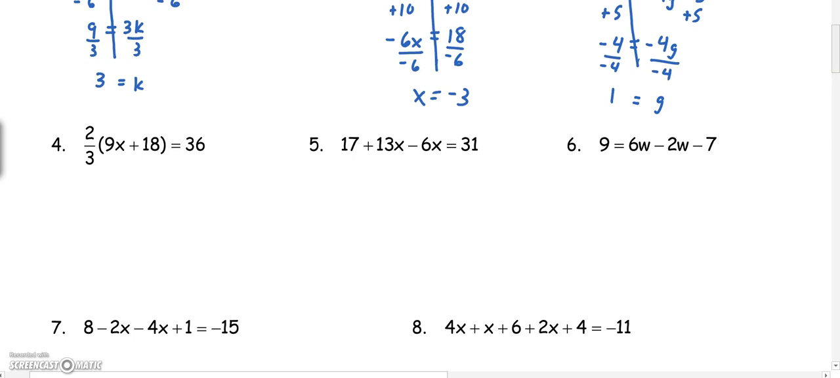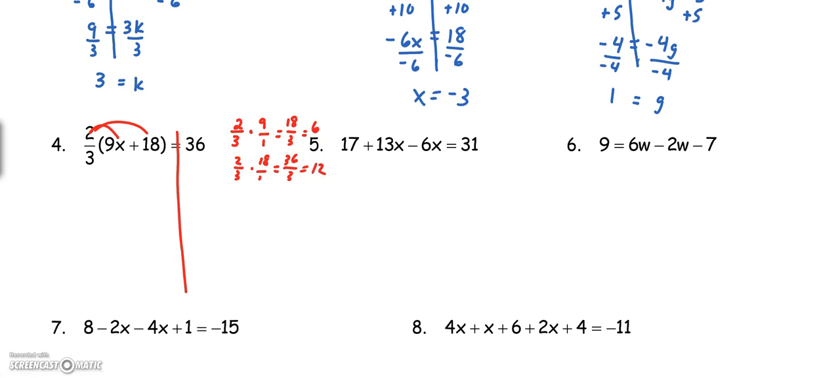Number 4, we have 2/3 times parentheses 9x plus 18 equals 36. So I'm going to distribute my 2/3. Now, off to the side, remember, when you are multiplying a fraction times a number, you can put it with a denominator of 1. So your numerators would multiply together, and your denominators, and then we would reduce. So if you have trouble doing this, you could always do it off to the side, or you could use a calculator when you are distributing a fraction.